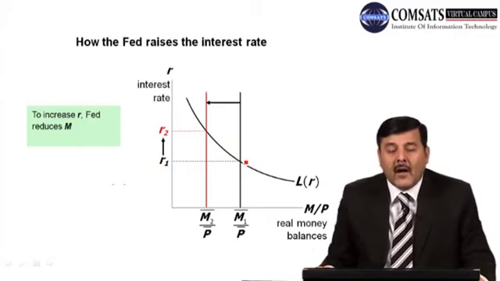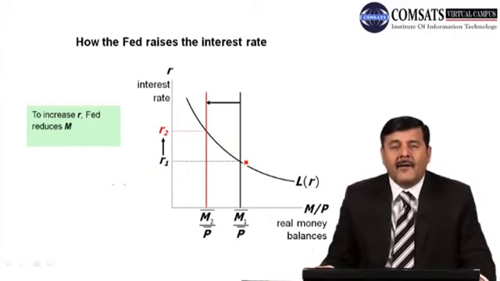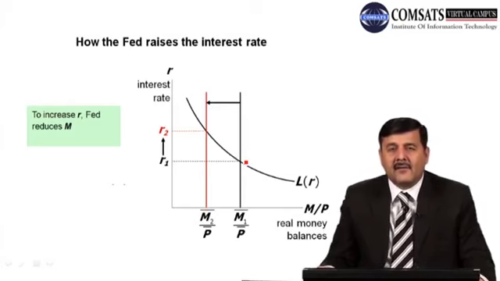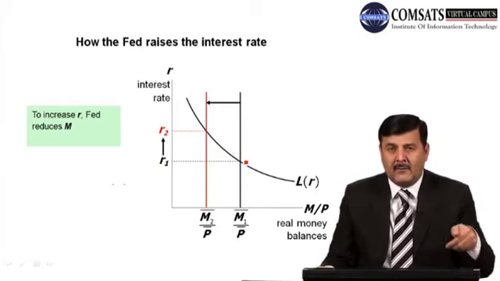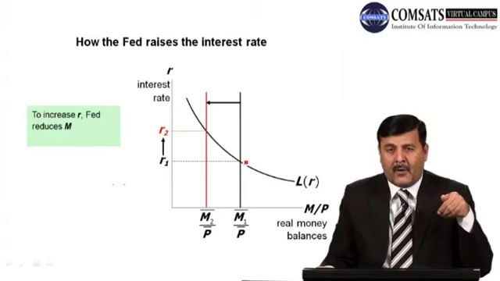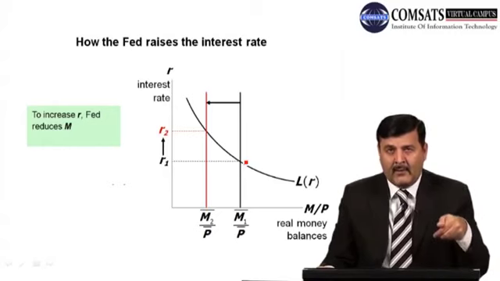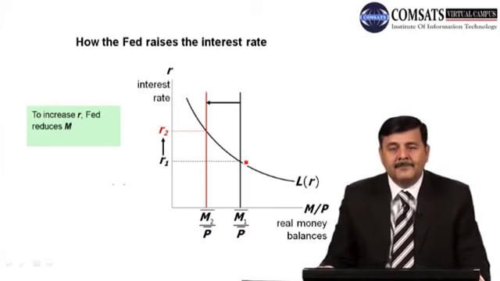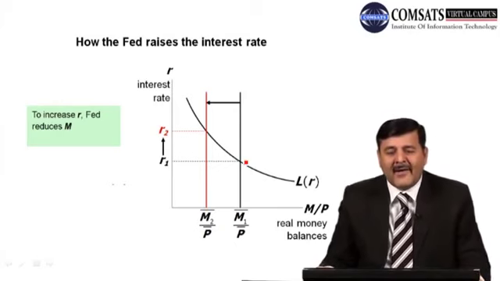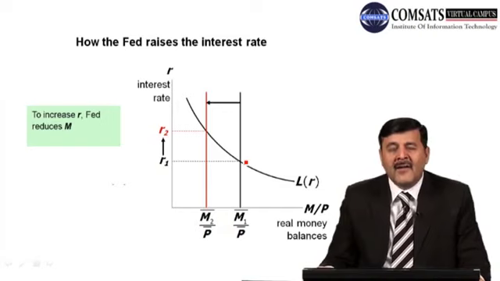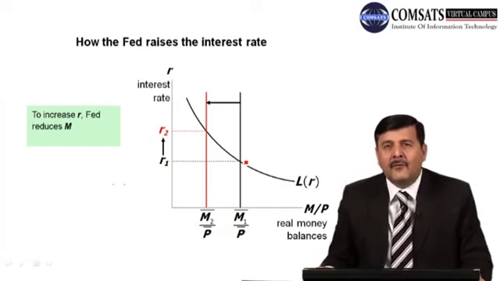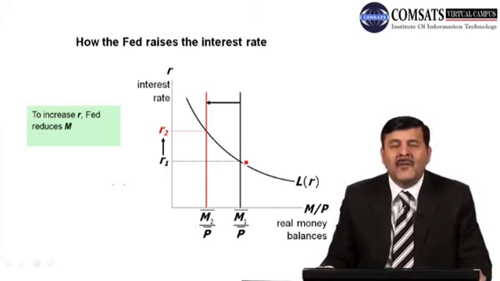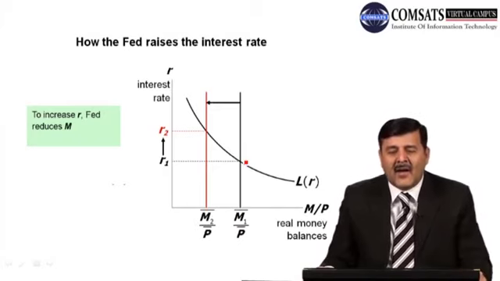Now suppose the Fed, or the central bank of a country, raises the interest rate, what will happen? How does this change in the interest rate, or the policy of the central bank, affect the equilibrium in the money market? Now to increase the interest rate, what does the central bank have to do? They have to reduce money supply in the country or in the economy.